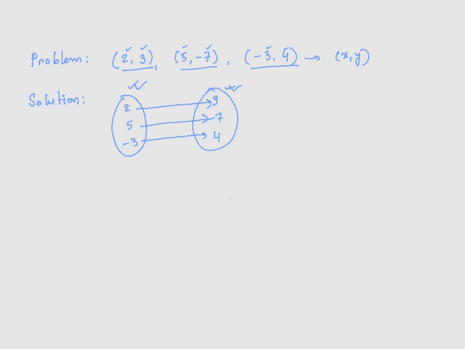So therefore, this given set of ordered pairs does in fact make a function, and the first items are called the domain. So all the first items in the pairs make the domain, and the set of all the second items is going to be the range. So your domain is going to be 2, 5 and -3, and your range is going to be 3, -7 and 4.